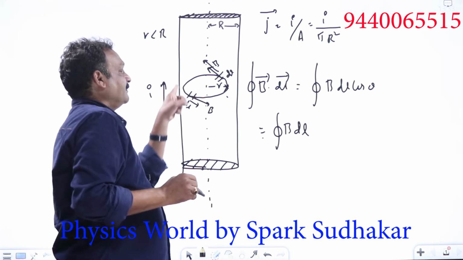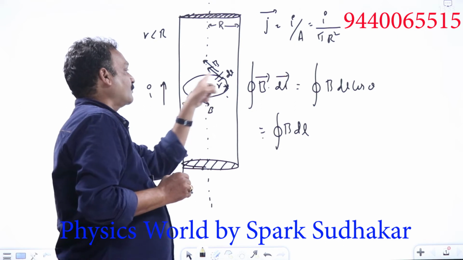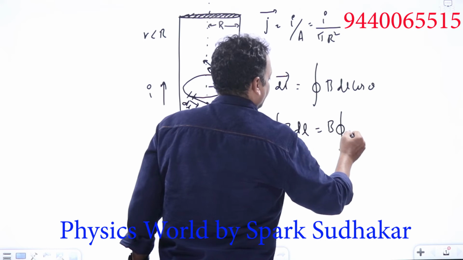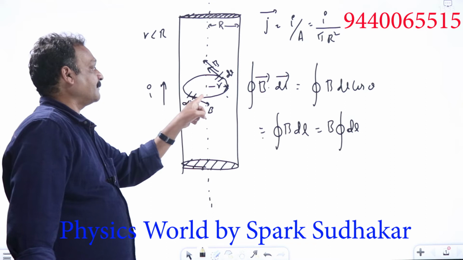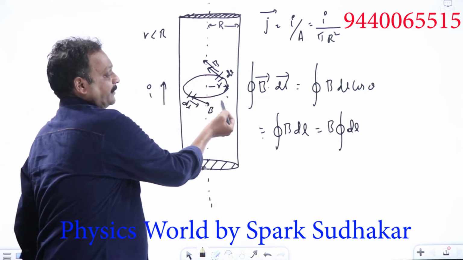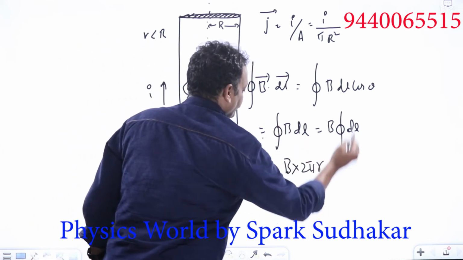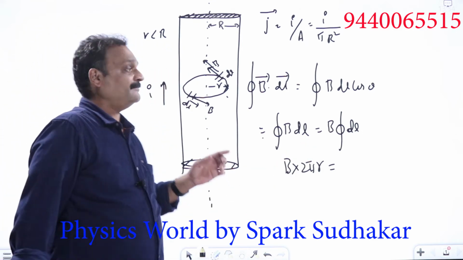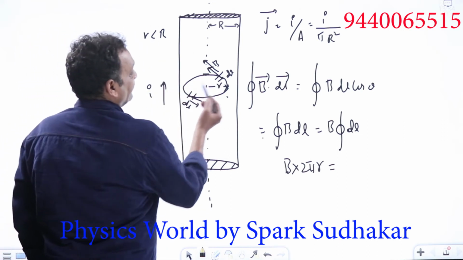Because every point on the circular path is at the same distance from the axis of the wire, B will be the same throughout the path. So B can be taken as a constant and brought out. The circular integral of dl is the total length of the circular path inside the wire. That path has radius small r, so the circumference is 2 pi r, giving B into 2 pi r. Now Ampere's circuital law says this B into 2 pi r must be equal to mu naught times the net current I enclosed by the path. Here the difference comes. What is the net current I enclosed by the path?